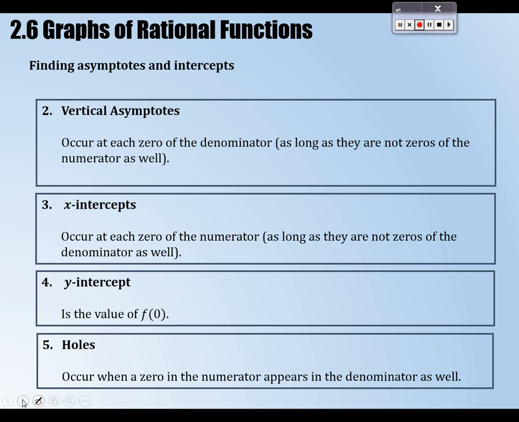Wait, graph it, or do we have to show all? Well, I think it'll help to do all the things, right? If we're going to graph it, it might be nice to do all the things first, whatever all the things might need to do.